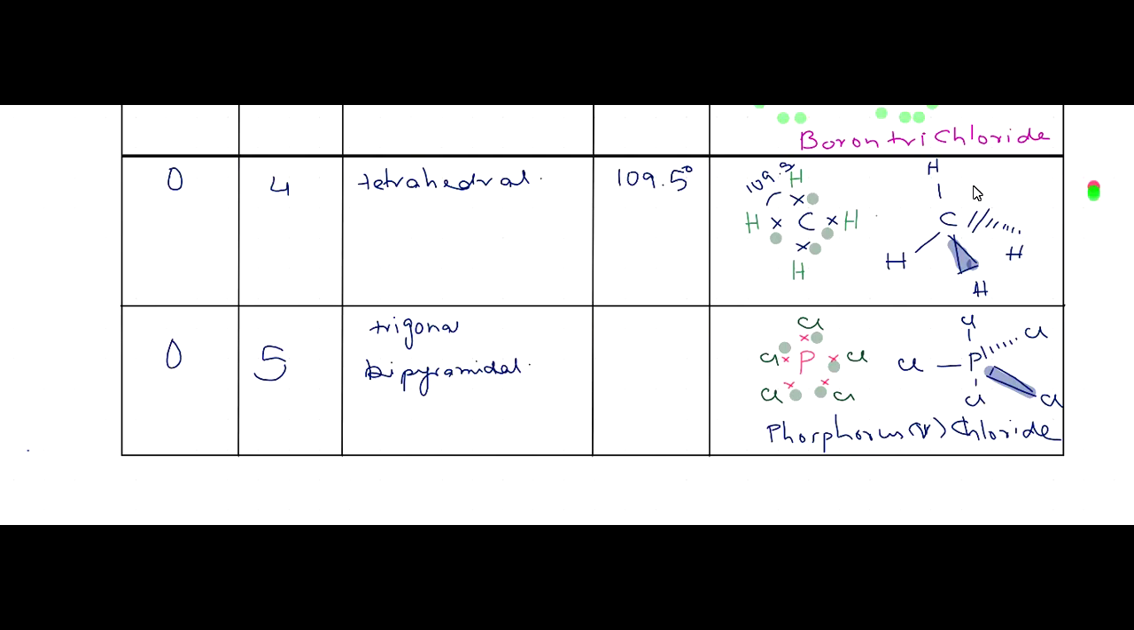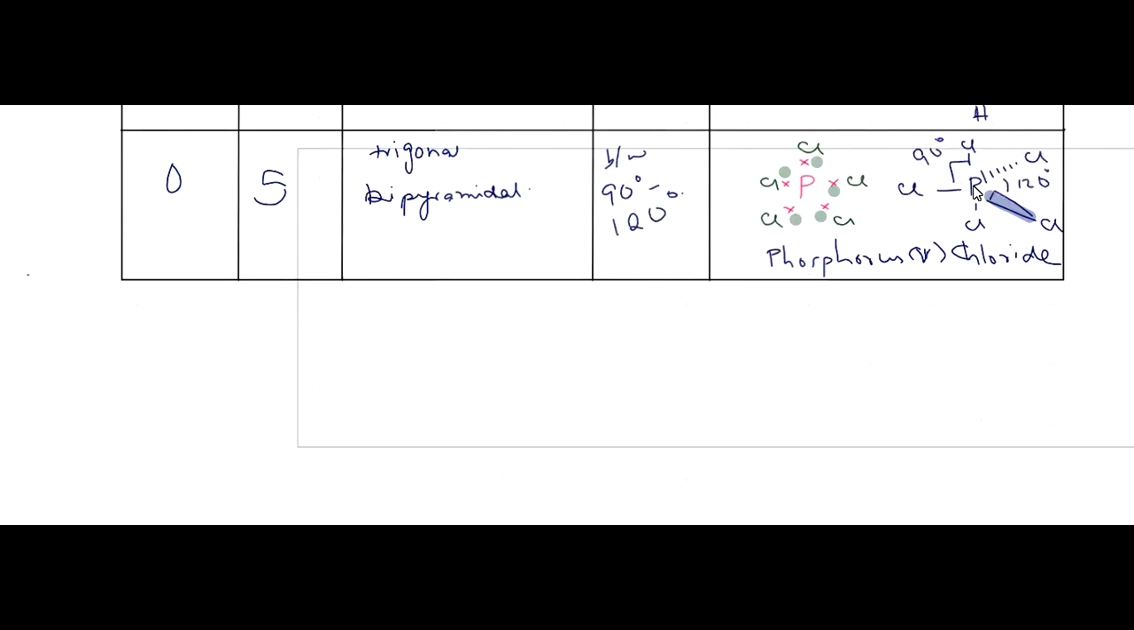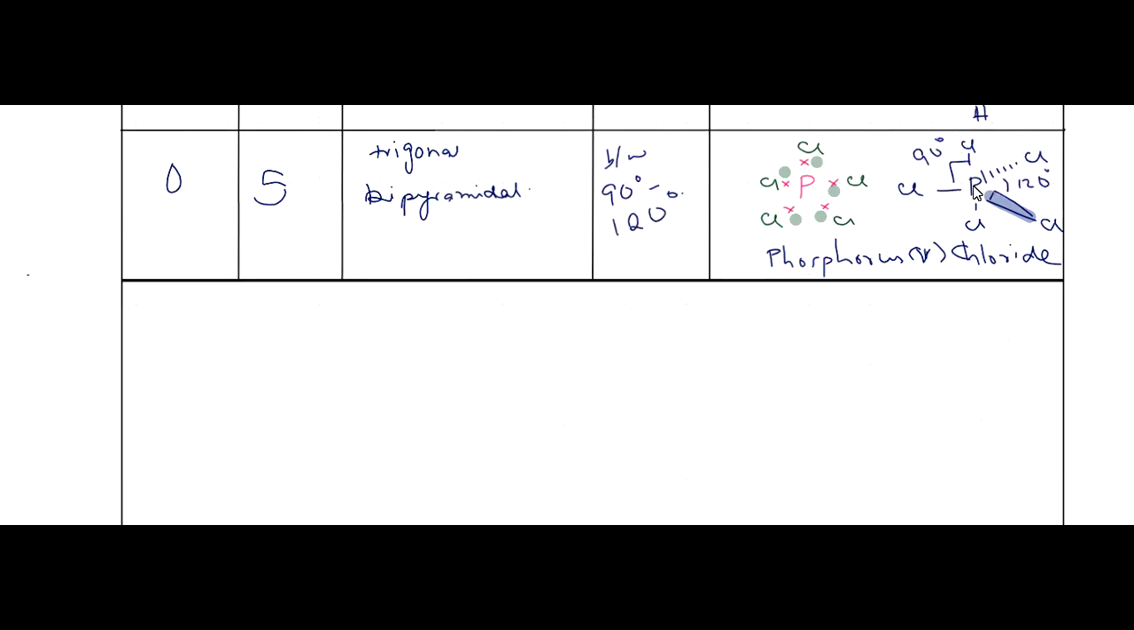Trigonal bipyramidal has a bond angle between 90 and 120. Somewhere over here it has 90 degrees, and over here it has 120 degrees, like this. Okay. After trigonal bipyramidal with 5 bonded pairs of electrons, the next possibility that we can have is 6 bonded pairs of electrons.